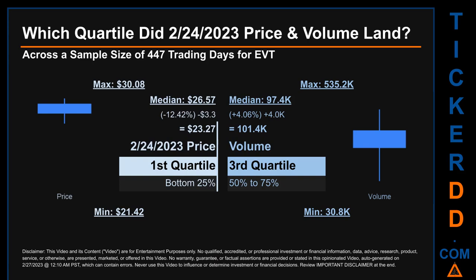Descriptively, EVT has a median price of $26.57, therefore, February 24, 2023 price was lower from that middle marker by 12.42%. The day's volume of 101.4 thousand was more than the median by 4.06%.